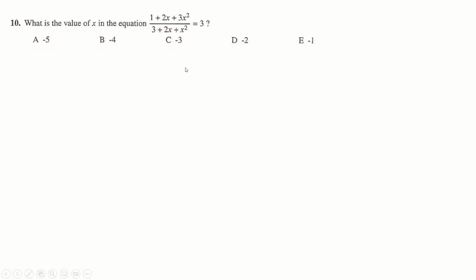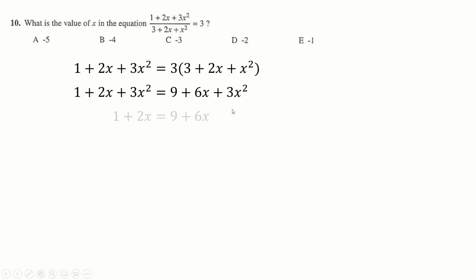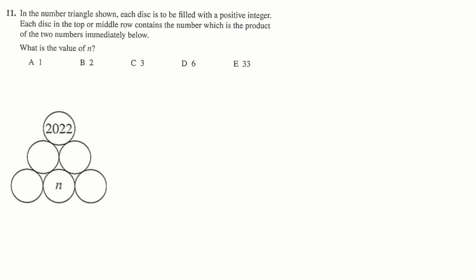Question 10, the easiest question on the paper for sure. Just multiply that over there. When you expand out, you notice the 3x squareds cancel immediately, and we just get a nice linear equation. The answer is -2.